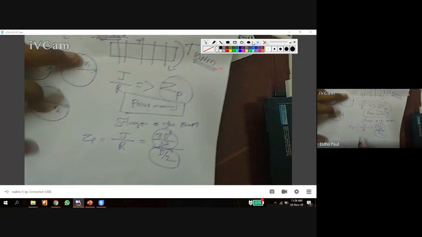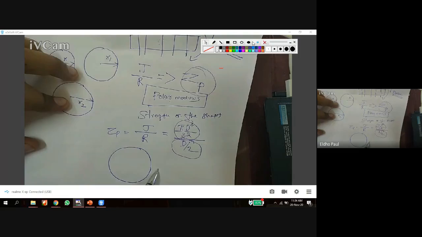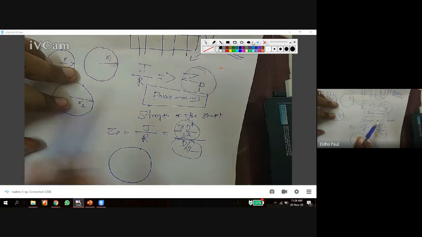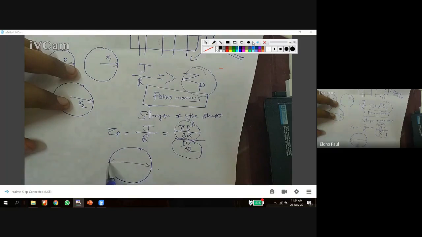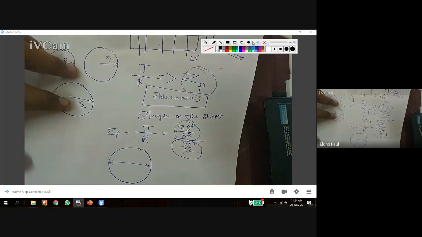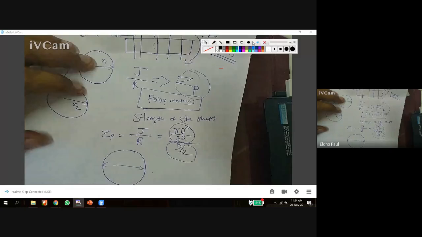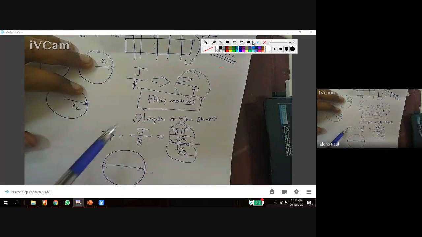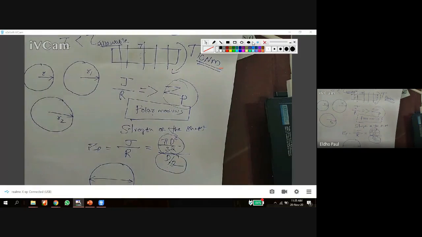So how can we select a particular diameter for the shaft? If we increase the diameter, the denominator increases as well as the numerator. But we have to select a diameter such that the numerator increases more than the denominator. Such a shaft has higher Z P and more strength. So Z P directly gives the strength of the shaft.